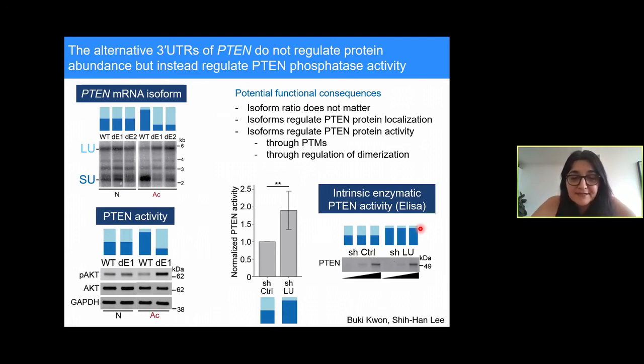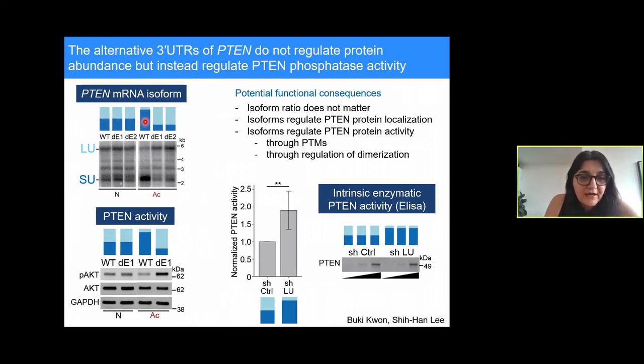And because we are optimistic, we looked at protein activity. P10 is a well-known phosphatase that plays an important role in the PI3 kinase pathway, and one of the most widely studied readouts of P10 activity is phosphorylated AKT. You can see here, and I want to explain these symbols to make your life easier, because we are very used to looking at these blots. Here we have a 50-50 ratio of short and long 3' UTR isoforms.